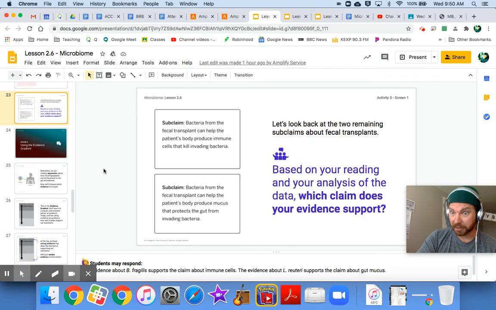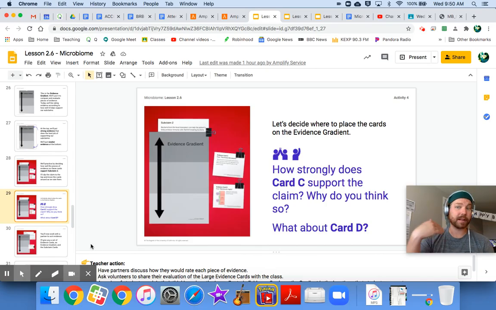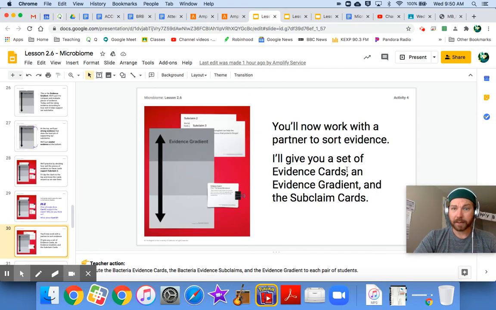I think that would go closer to the top, wouldn't you? Because it's directly talking about how this specific type of bacteria that gets transferred during a fecal transplant can help specifically produce immune cells. So you have all of that evidence. I've attached it, like I said, as a PDF.